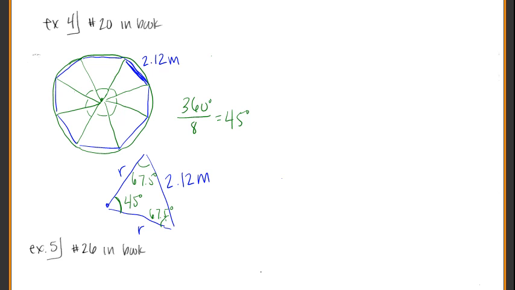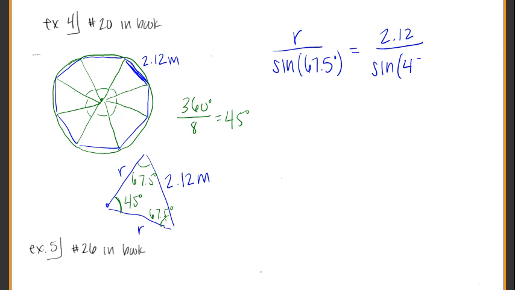Okay, let's do some math here. Can I find R if I know everything else? I'm trying to find a side, so I'm going to say R over the sine of the angle opposite it, which in either case is 67.5, should equal another side. We're doing side over angle, side over angle. So the other side is 2.12 over the sine of the angle opposite 2.12, which is 45 degrees.